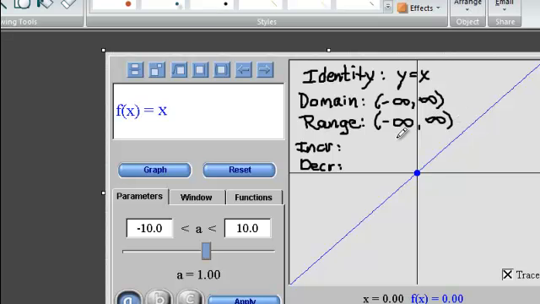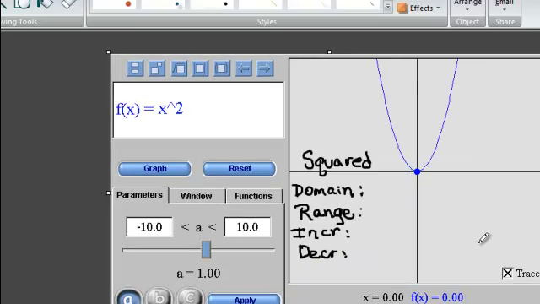It's going to be increasing if we have a positive m or positive slope. And seeing as it is exactly y equals x and we have a positive slope, we won't be decreasing. What about constant? We won't have a constant area either. So here's our identity function.